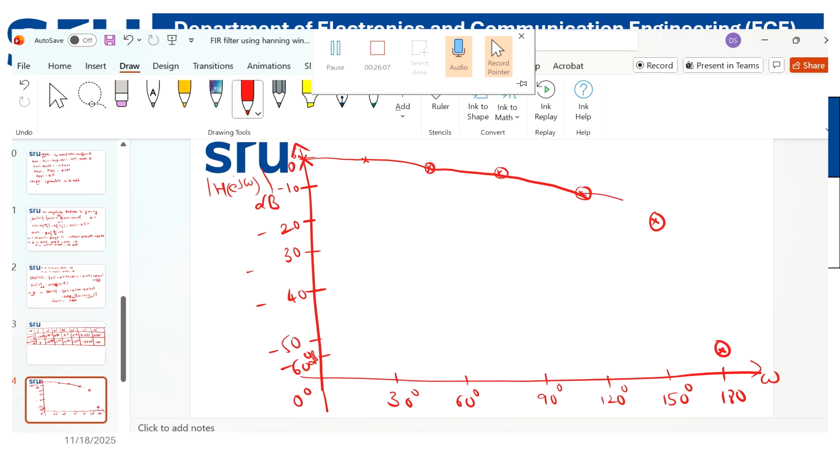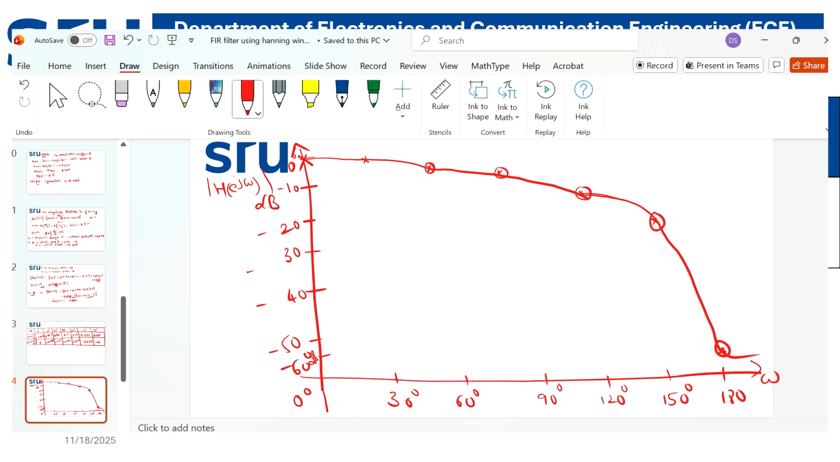Now this is our final magnitude response. If I take more omega values, it will keep decreasing. So this is our practical low pass filter frequency response or characteristics. Frequency response of low pass filter.